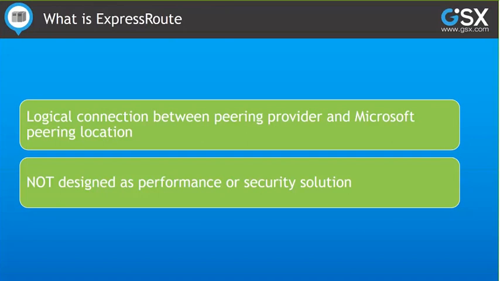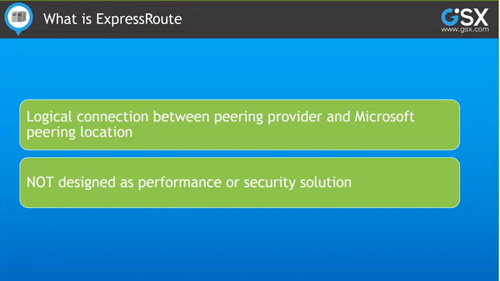The shortest way to put it is that ExpressRoute is really a logical connection to, in some cases Office 365, but to a Microsoft data center. So it's a logical connection between a peering provider that can provide you with ExpressRoute and a Microsoft peering location. That's an incredibly generic sounding statement, but I'm a stickler for architecture. I really like to look at what something's built for, what it's designed for, what the purpose of it is.